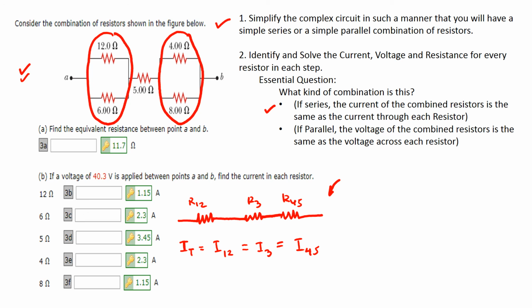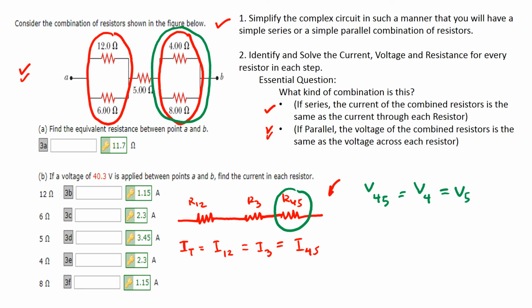Now, if parallel, the voltage of the combined resistors is the same as the voltage across each resistor. So for example, we'll look at this combination over here, resistors 4 and 5. So the voltage across the resistors 4 and 5 over here is just equal to the voltage across the 4th resistor, and that's equal to the voltage across the 5th resistor.